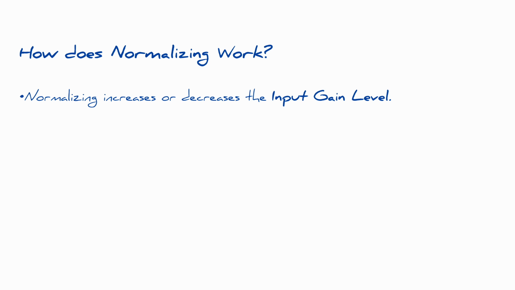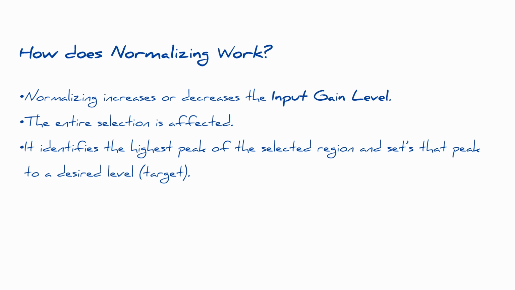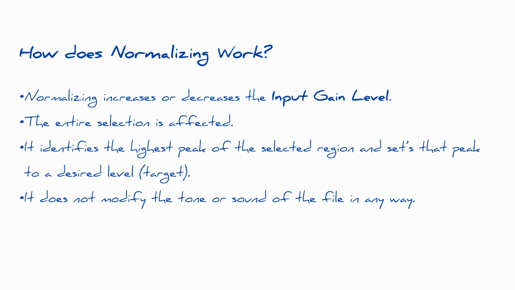So how does normalization work? Normalization increases or decreases the input gain level. Any of the audio that you select is affected. The entire selection is affected by the normalization process. Normalization identifies the highest peak of the selected region and sets that peak to the desired level or target. And it's also important to note here that normalization does not modify the tone or the sound of your audio file in any way.